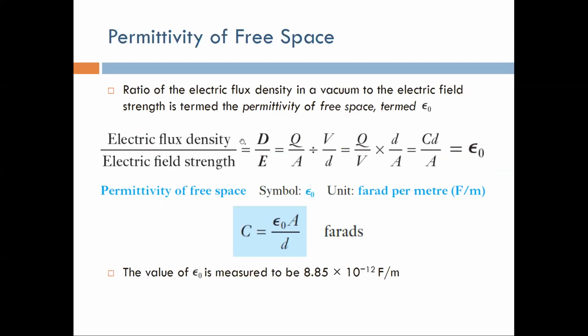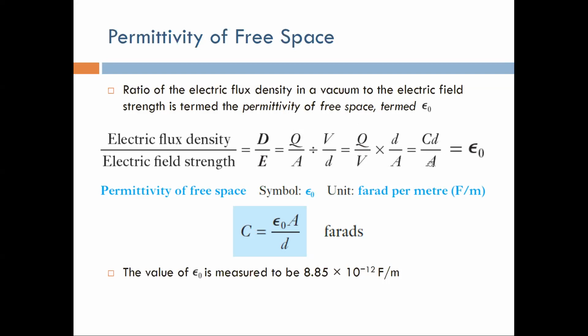If you divide D by E, this will be Q over A over V over D. This is the D, and this is the E. Basically, this will be Q over V here, and this will be D over A. And if you place it like this, Q over V is equal to C, from the equation that we just saw. And this will be equal to C D over A.